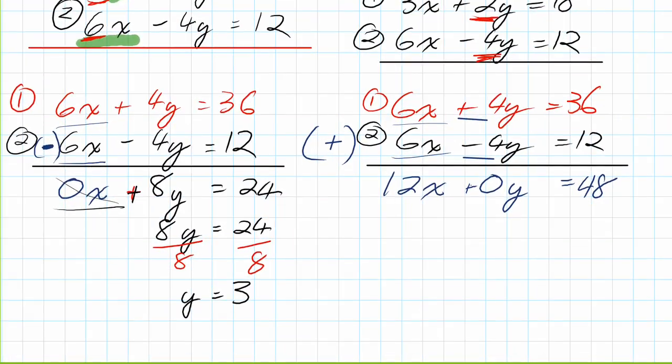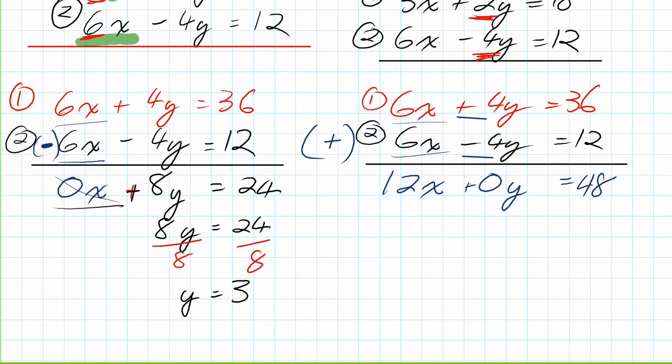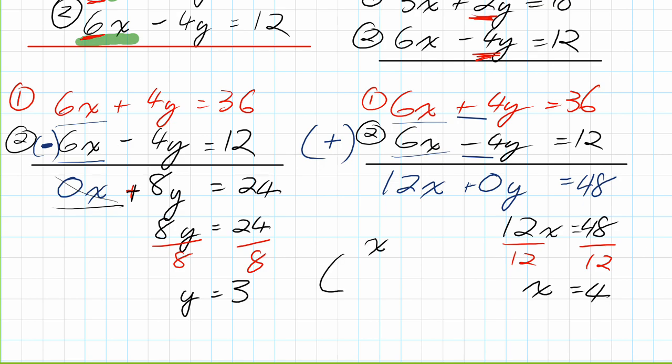We go back to our algebra again. The 0y disappears. It doesn't have any value. 12x is equal to 48. We divide both sides by 12. And we end up with x is equal to 4. So the final answer here, if we write it as a coordinate, x always comes before y. We write x then y. It would be 4, 3 would be the solution to this linear system.